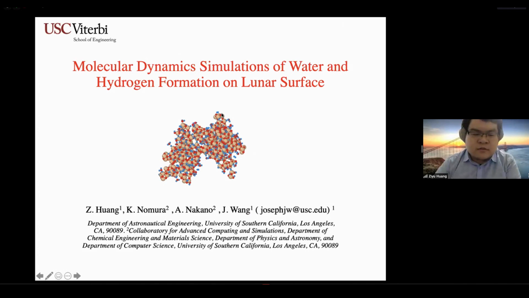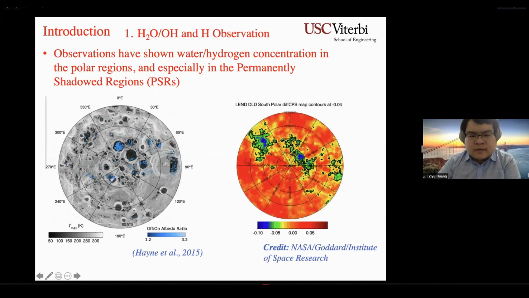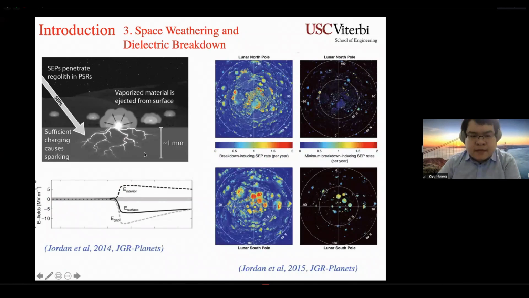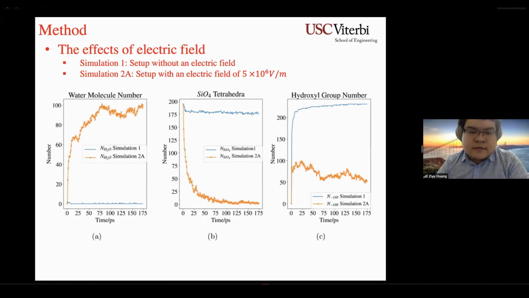I will go over this really quick. Basically, we're trying to use deep dielectric charging events to obtain a really high electric field, and we want to explain some water formation process based on this electric field. So I believe that's where I left.